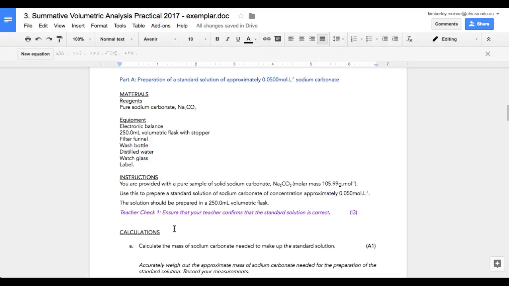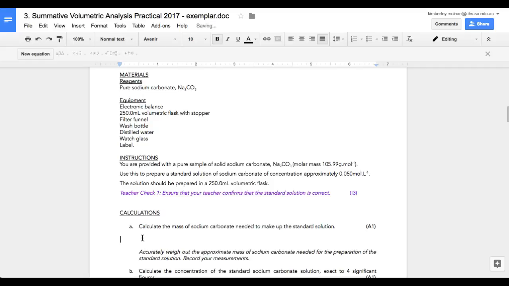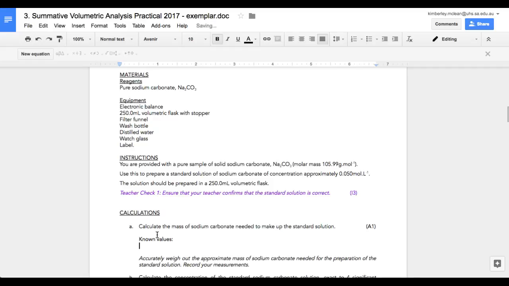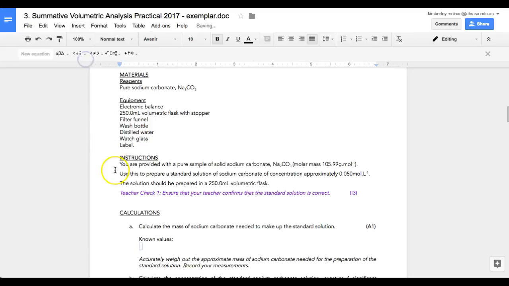So for part A, the preparation of a standard solution of approximately 0.05 molar sodium carbonate, the very first calculation that you were required to complete was to calculate the mass of sodium carbonate that's needed to make up the standard solution. So as we always do with our stoichiometric equations, we write down what is known, so our known values. I'm going to start by inserting an equation so that we get the formatting correct.